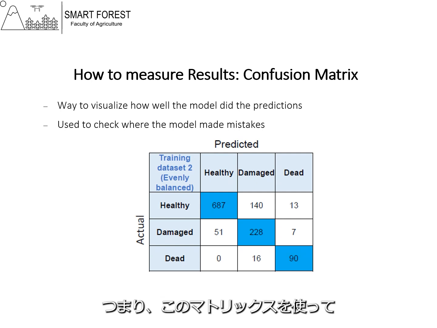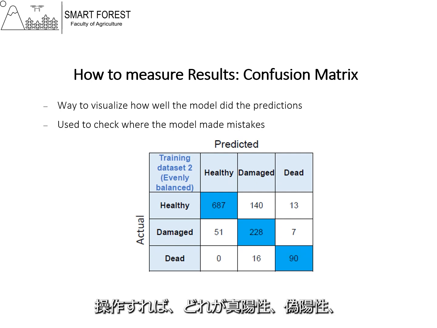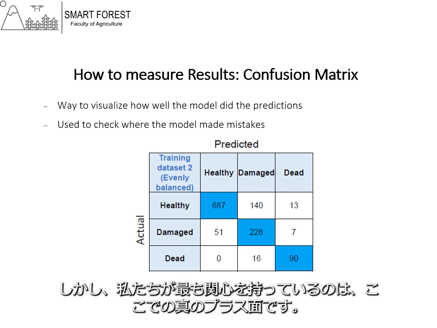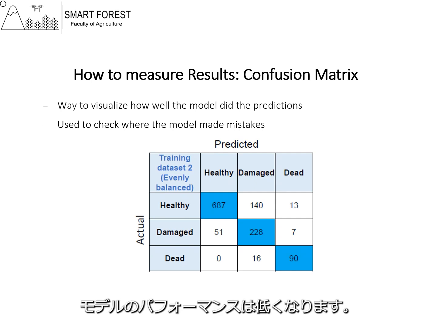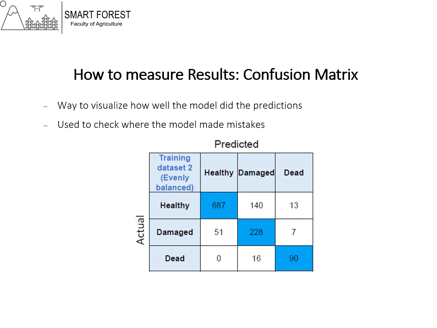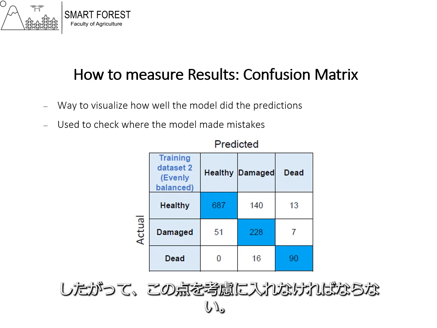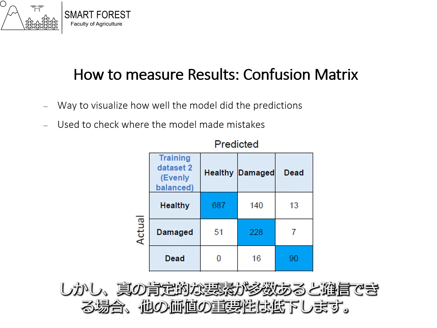So you can play with this matrix and you will find which ones are the true positives, the false positives, the false negatives, and the true negatives. But what we are interested in mostly is the true positives here. Of course, the higher the other values get, the lower the performance of the model. So this has to be taken into account. But if you are sure that you have many true positives, the other values become less important.